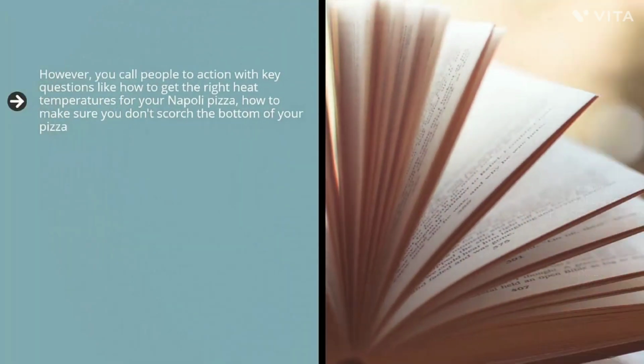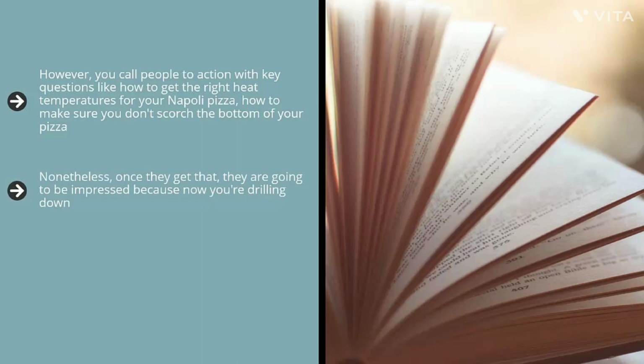So, your first page lays out information regarding what a Napoli pizza is and a basic recipe. Pretty straightforward. However, you call people to action with key questions like how to get the right heat temperatures for your Napoli pizza, and how to make sure you don't scorch the bottom of your pizza. In other words, you start with general information that clues people in. That's what they are looking for. Nonetheless, once they get that, they're going to be impressed because now you're drilling down. They know that once they start making their own Napoli pizza, there will be issues that come up.